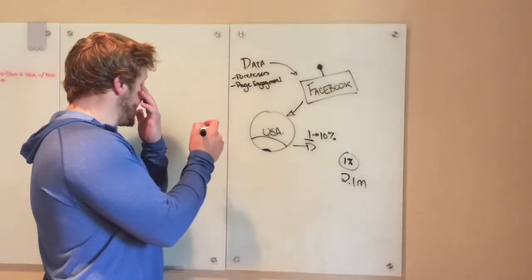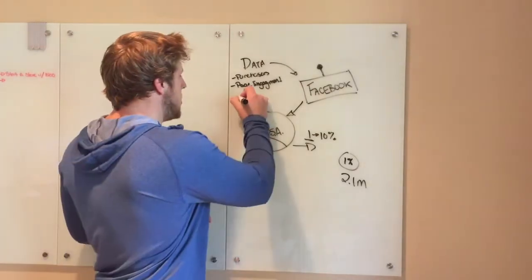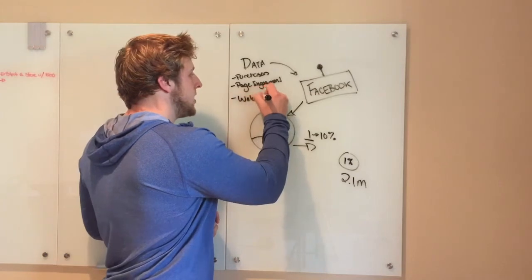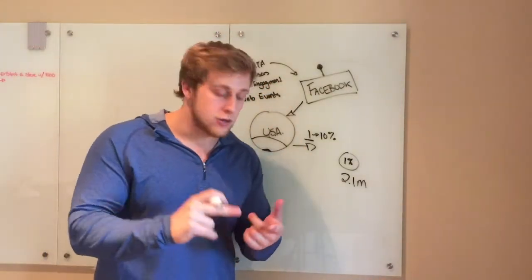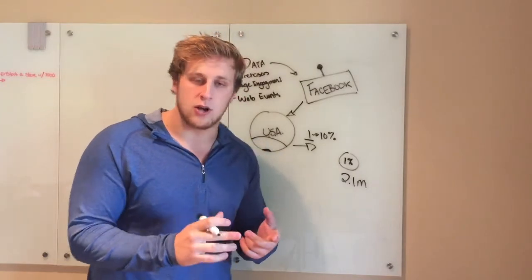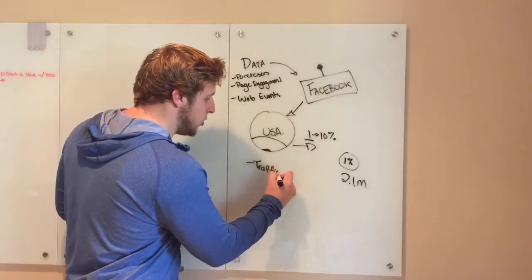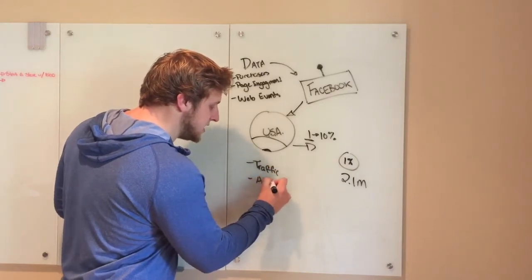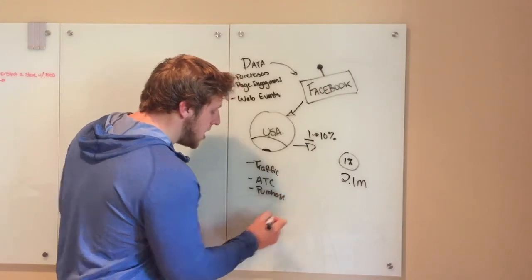But we can do this with any of our website events, okay? So website events, I'm gonna write web events here. Any web events. So what are website events? These are people who visit your site. You can go based off of traffic, and these are all separate, right? So we can go off traffic. We can go off of people who add to cart, I'm gonna put ATC for add to cart. That's where those purchasers are in there, right? Purchase.